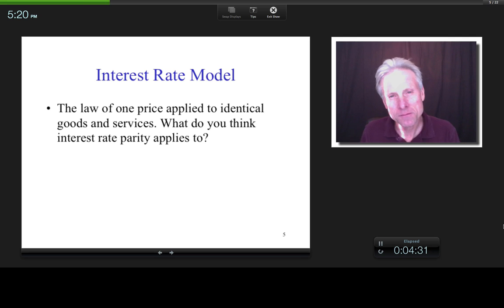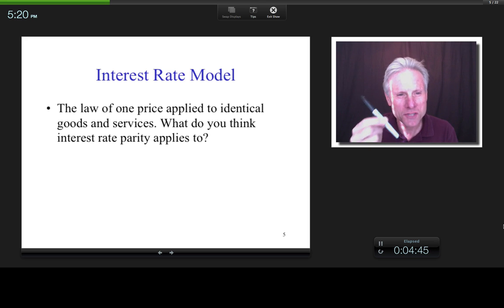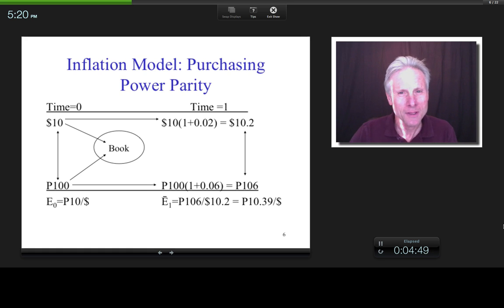So let's now relate the interest rate model a little bit more thoroughly to the inflation model. As I mentioned, the law of one price applied to stuff, like this pen. This pen should cost the same no matter what. Just to remind you, in the inflation model, here's a book, an identical book. We said it should cost the same no matter what country you're in.